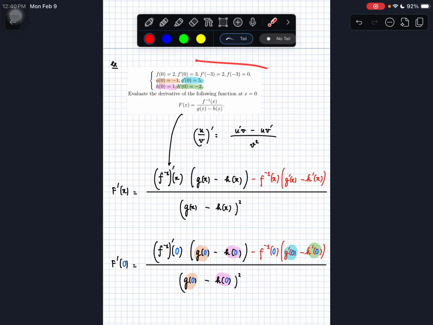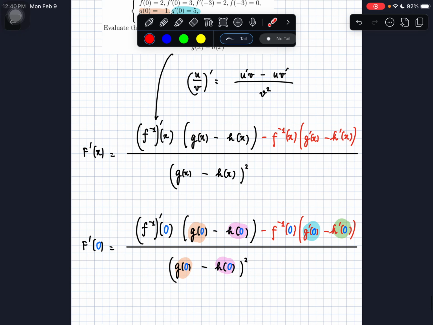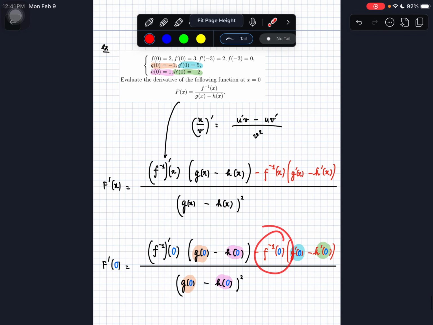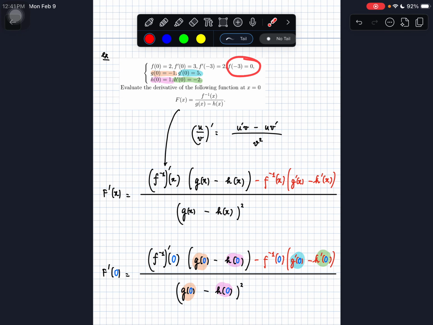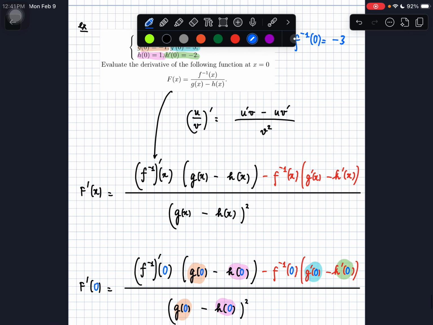Okay, so the whole first row we didn't use yet. So there's only one thing here we need to compute: f inverse of 0. This one will help us to compute f inverse of 0. F inverse of 0 equal to negative 3. So that's all we know. So the only thing we need to compute is f inverse prime at 0.